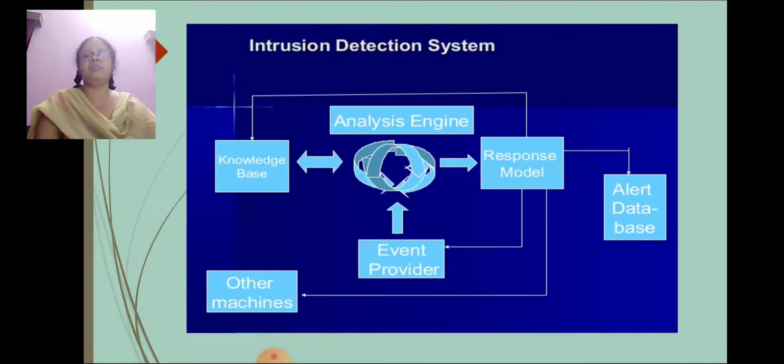This is the diagram of intrusion detection system. Event provider, then analysis engine is there, and then from analysis engine there is a response model, and response model alerts the database, and there is a knowledge base attached with event provider, and the knowledge base is created with the help of analysis engine, and there are other machines which are attached to response model.